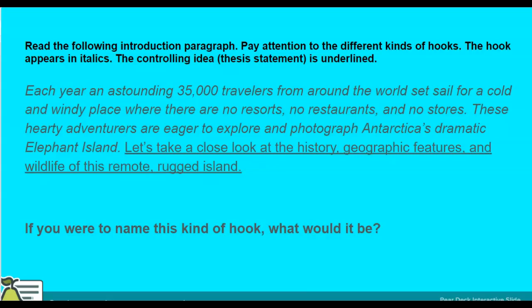So our thesis statement, our controlling idea that's underlined, is exactly the same as before, but now our author has played around a little bit with the type of hook. An astounding 35,000 travelers from around the world. That is a statistic. That's an incredible statistic because 35,000 people are wanting to go to this place around the world that has no resorts, no restaurants, and no stores. That's not exactly the kind of place where most people would take a vacation. So the fact that 35,000 people want to do this, that's a pretty great statistic, which you can get from doing a little research.